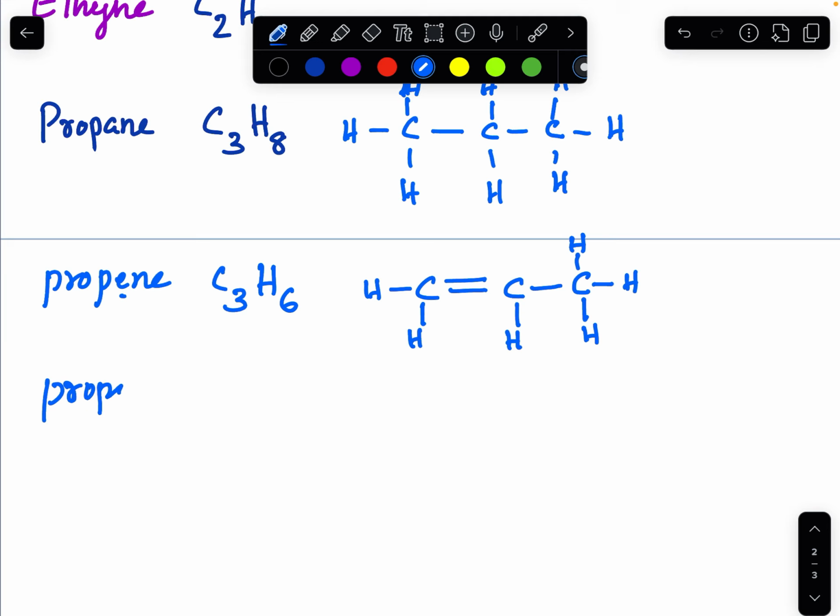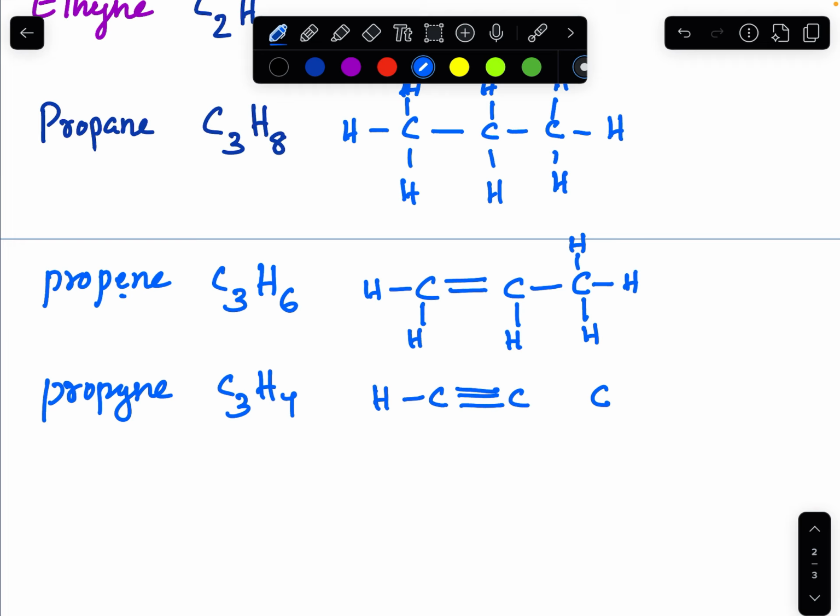Okay, now let's do propyne. So INE means there is a triple bond. The formula is C3H4. So 3 carbon, right? 3 carbon and it's a triple bond. I'm going to draw the triple bond first and see how that will be easy for you.